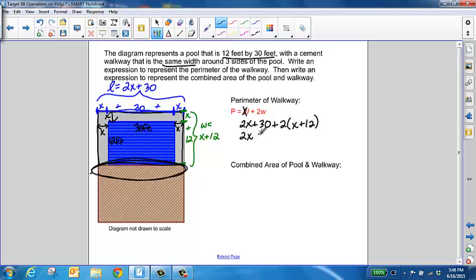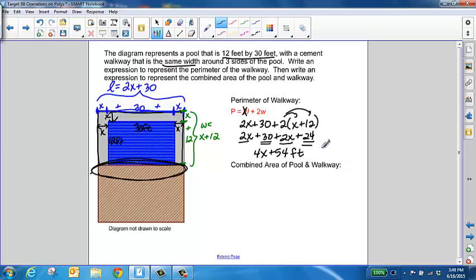And then we can just start simplifying this down. So we're going to distribute in that 2 using multiplication, and then we're going to combine our like terms. So we're going to have 4x plus 54. And we want to make sure that we label this with units still. So we're going to say feet since this is perimeter. So our perimeter has an expression of 4x plus 54 feet.